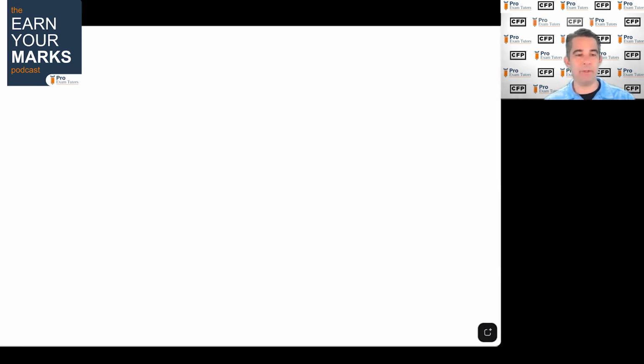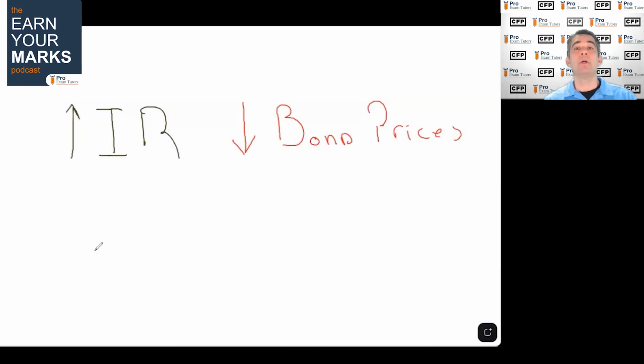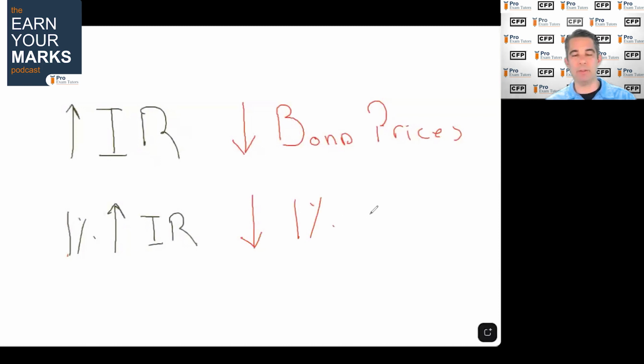Very simply, if we have interest rates that go up, let's say IR with an arrow pointing up, indicating interest rates go up, we know that bond prices most definitely have to go down. So let's put the down arrow and then bond prices. Okay, so we definitely know that. Now, the little shortcut here is that for every 1% increase in interest rates, your bond price is going to fall by 1% as well, times the number of years of duration.